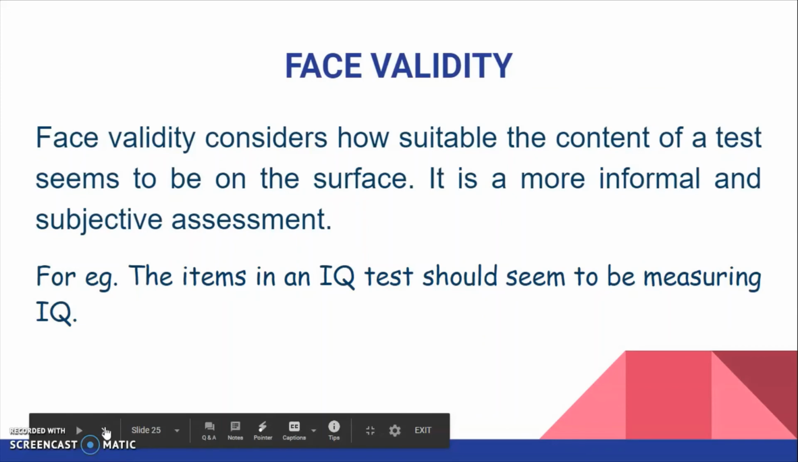When you look at an IQ test, all the items should look like it is measuring the IQ, the construct IQ. It should not contain irrelevant items. For example, it should not contain any questionnaire, anything that measures your self-confidence or something like that. So when we take a first look, we should not find test items that are related to something else. So that is what we call the face validity. It is a subjective assessment. An example, the items in an IQ test should seem to be measuring IQ.